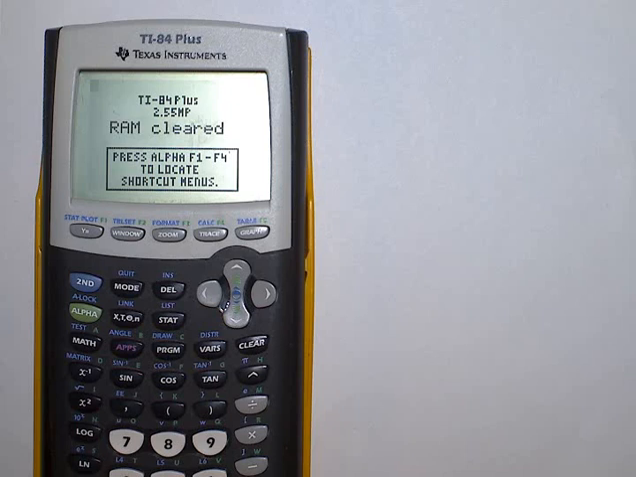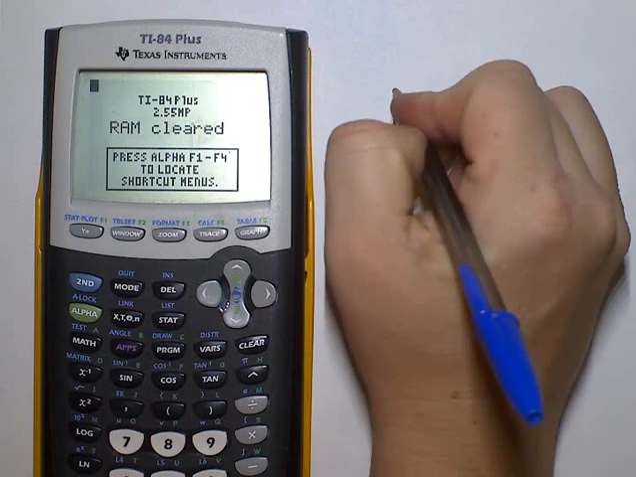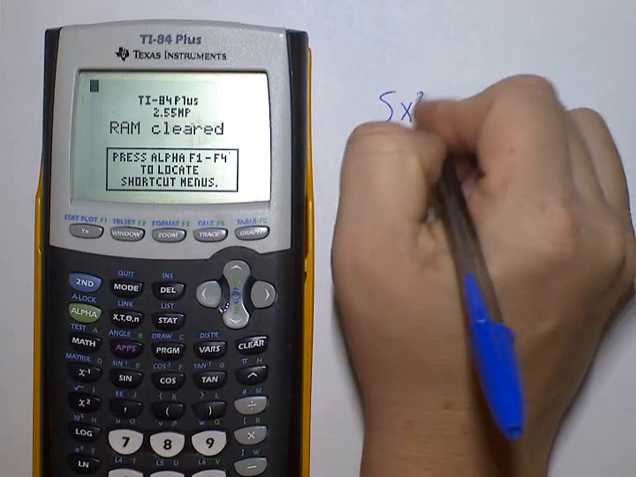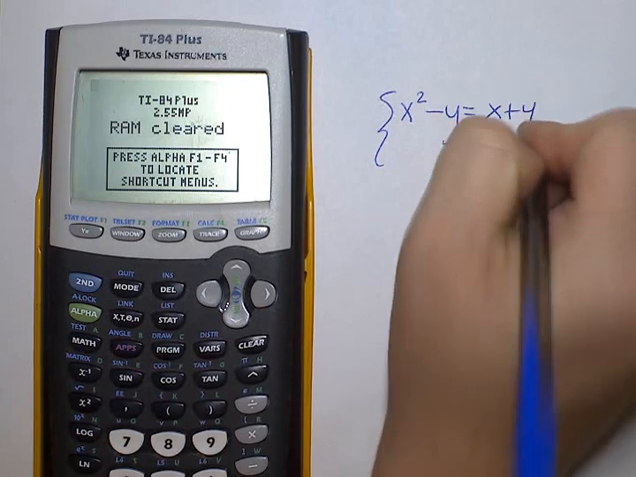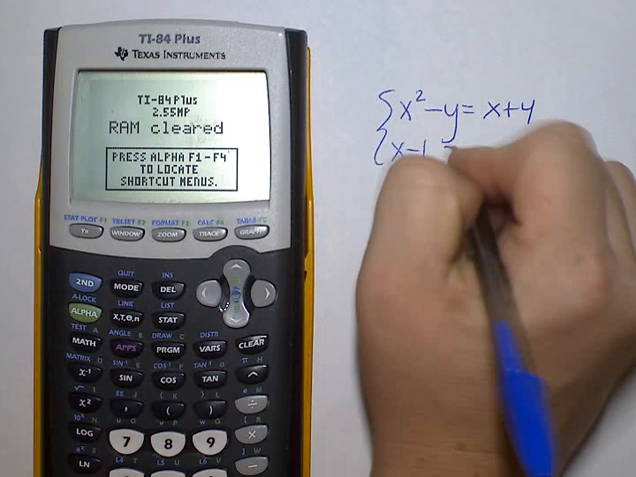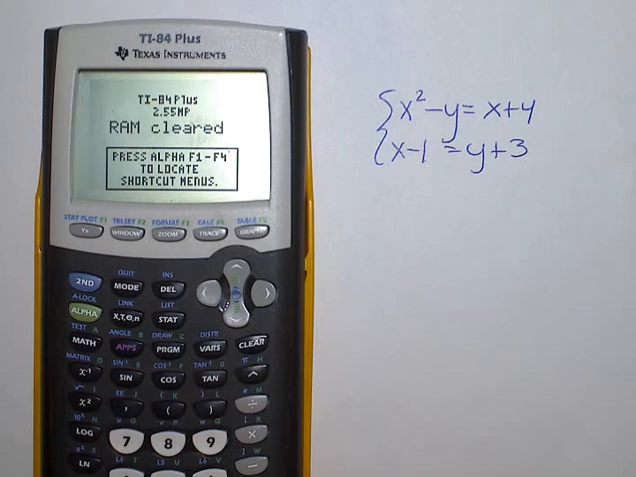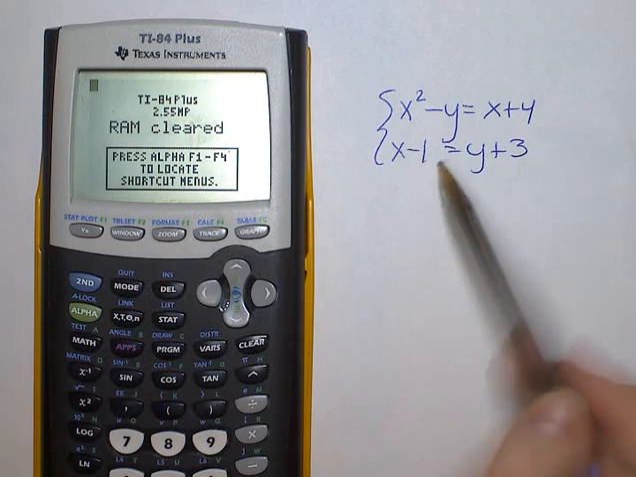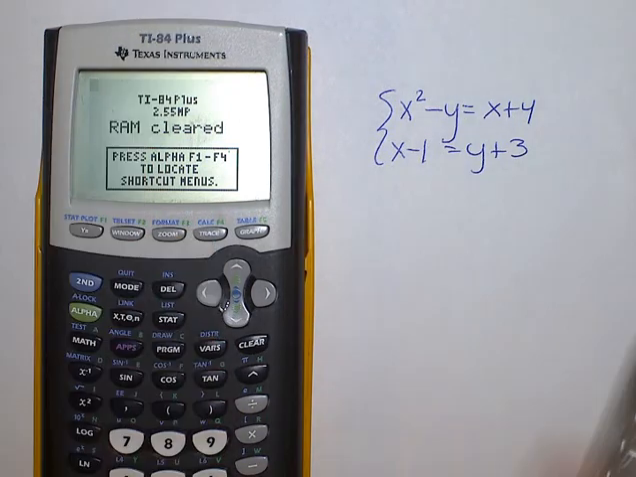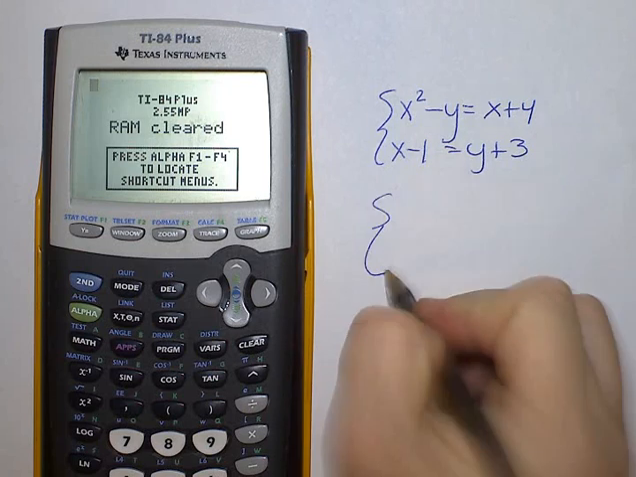Okay, here's our next point. We have x squared minus y equals x plus 4, and x minus 1 equals y plus 3. So I want to put these in the form y equals so I can use the graphing calculator to solve. So I'm going to do this.